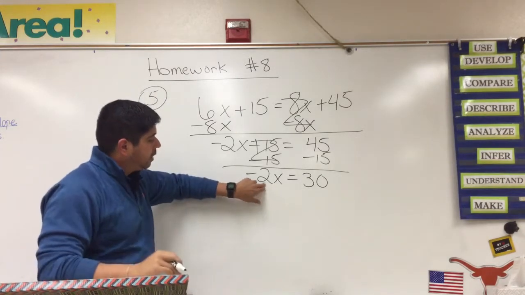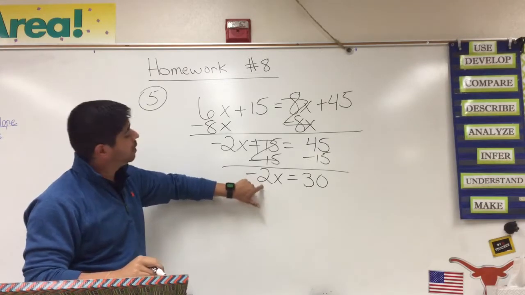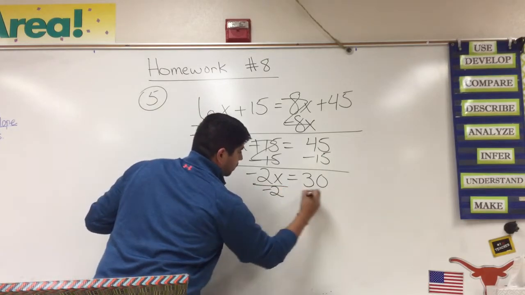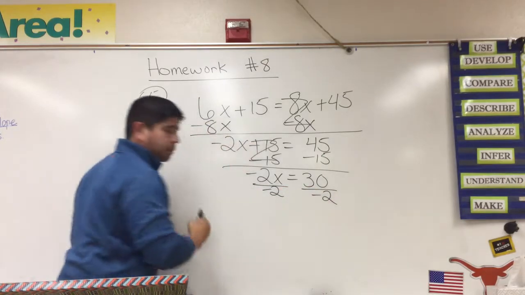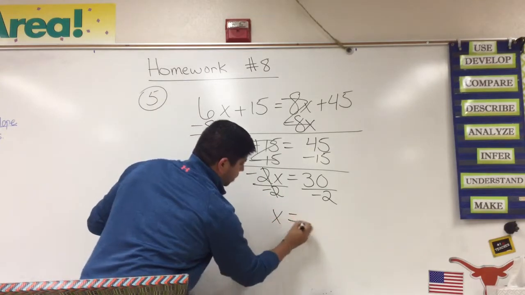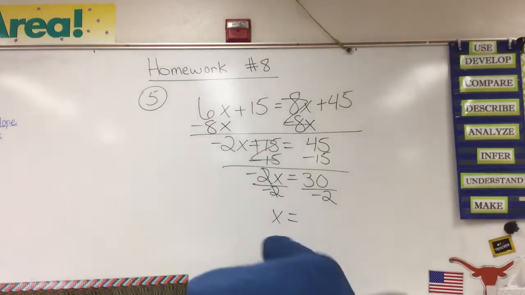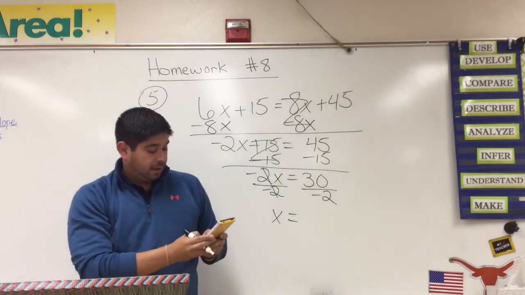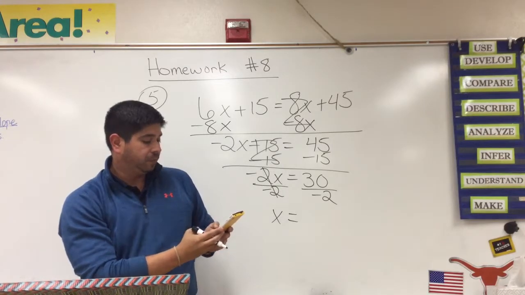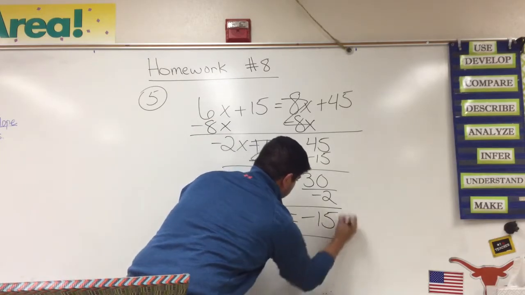Then my last step is when I need to divide by the coefficient that's in front of the variable, which is a negative 2. So divide by negative 2, divide by negative 2. This makes 1. Okay, so x equals 30 divided by negative 2. If you don't know, put it in your calculator. 30 divided by negative 2. Hit enter. Negative 15. My answer.